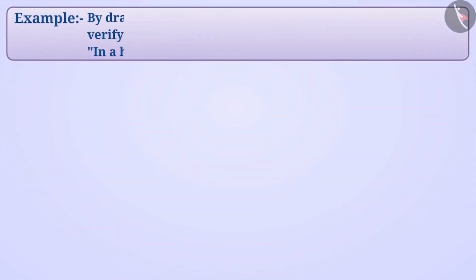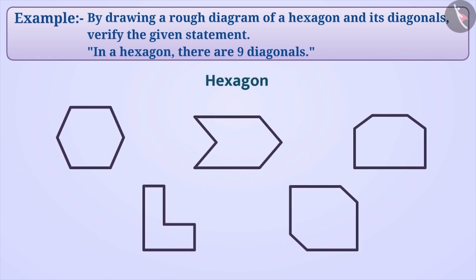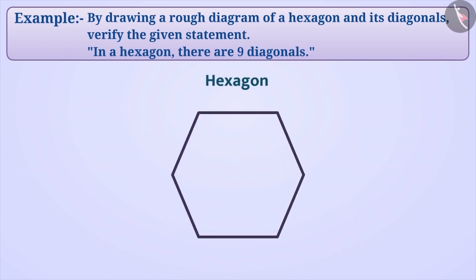Next example. By drawing a rough diagram of a hexagon and its diagonals, verify the given statement. In a hexagon, there are 9 diagonals. First of all, we will draw a hexagon. You can draw it in different ways. Let's take this hexagon. We will name its vertices as A, B, C, D, E, F.